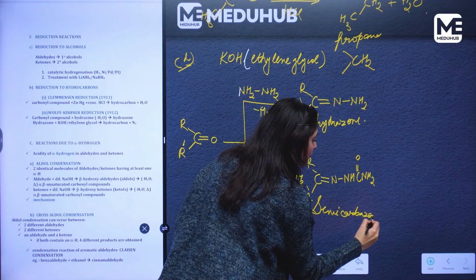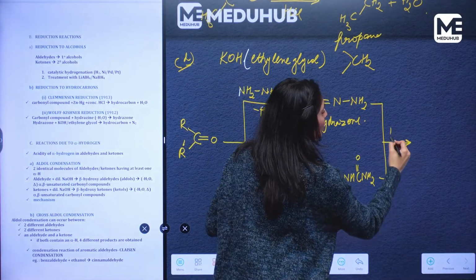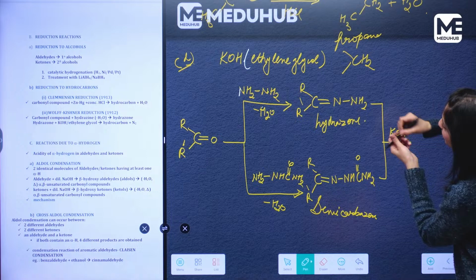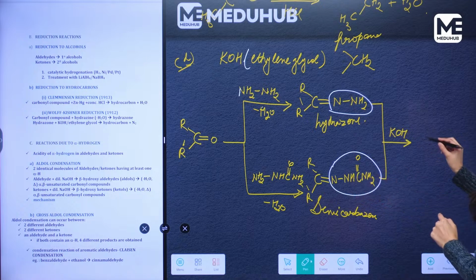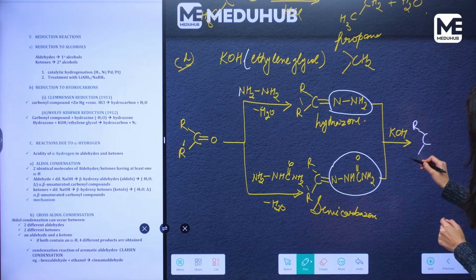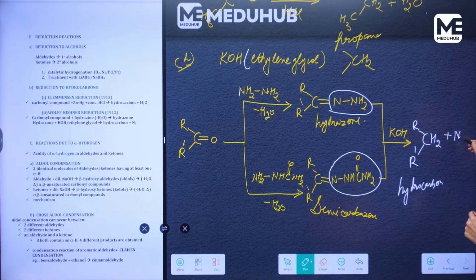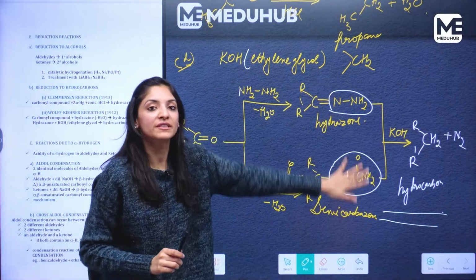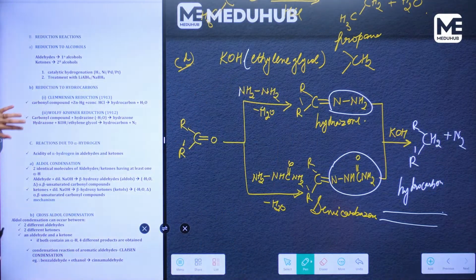Semi-carbazone. Both of these can be reduced with KOH in ethylene glycol as the solvent. So this and this part would be completely reduced to give us a hydrocarbon, plus nitrogen would be released. So this is Wolff-Kishner reduction, in which a hydrazone or a semi-carbazone reduces to a hydrocarbon. This is it for the reduction reactions.